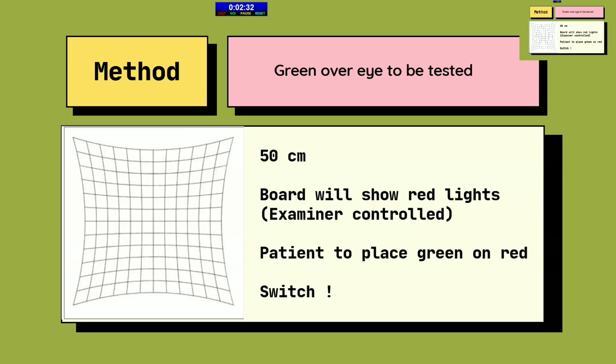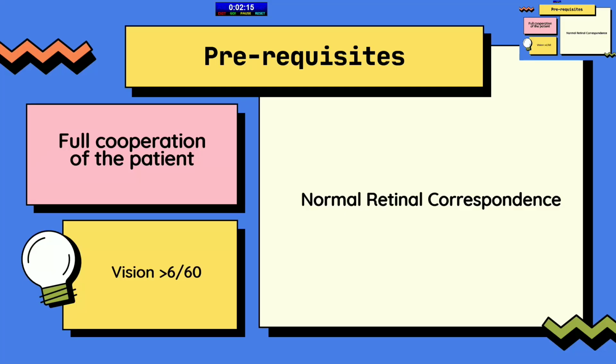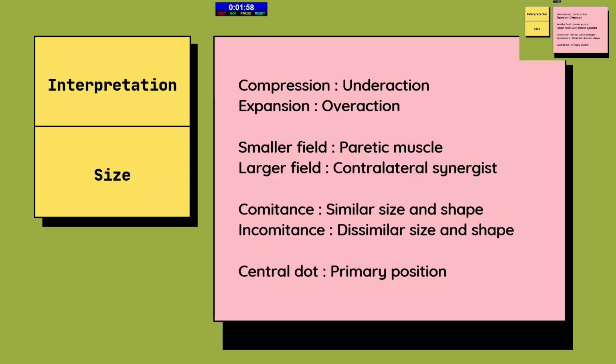It is done for each eye one at a time from a distance of 50 centimeters. Green color goes in front of the eye which is to be tested. The examiner shows red lights on the board and the patient has to superimpose green laser over red, while the examiner notes down the result somewhat like this. Of course, we need full cooperation from the patient. It's a completely subjective test. So, if you've got an 80-year-old baby who keeps fiddling with her hearing aid, or an ADHD kid who thinks the red lights are DJ lights and starts a rave, well, good luck with that. The vision also needs to be decent enough and normal retinal correspondence is needed.